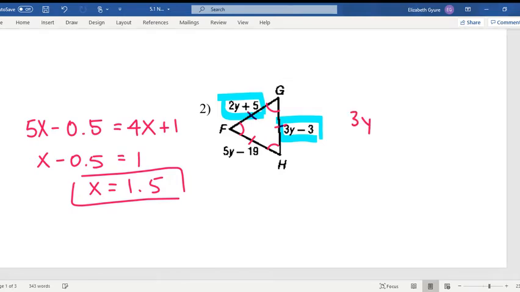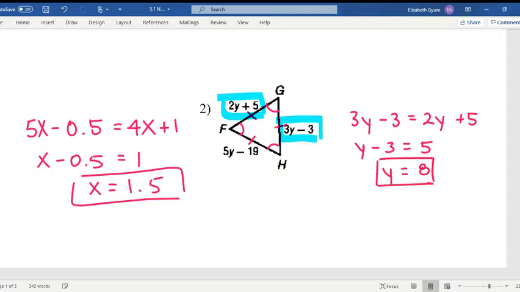3y minus 3 equals 2y plus 5. I'm going to subtract my 2y over to get y minus 3 equals 5. And then I'm going to add my 3 over to get y equals 8. And then that's it for that one. I don't overcomplicate it. Okay, if you're given sides, set them equal for the most part.